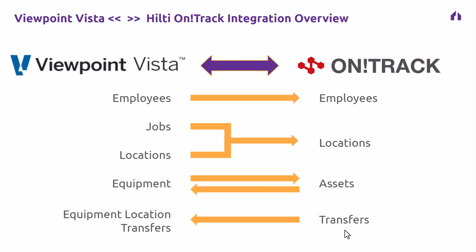Looking a little bit closer at the touch points between Vista and OnTrack for the integration, employees will flow from Vista to OnTrack. Jobs and equipment locations will flow from Vista to OnTrack as locations. Equipment items will flow from Vista to OnTrack as assets. And vice versa, you can take assets from OnTrack and have those come back into Vista as equipment items. And then lastly, transfer data as it's captured in OnTrack will flow back into Vista as equipment location transfers. All right, with that, let's jump into a demo where we can actually see this in action.